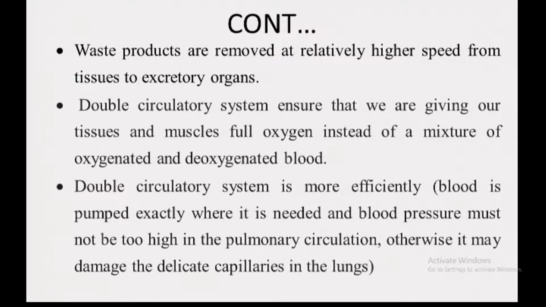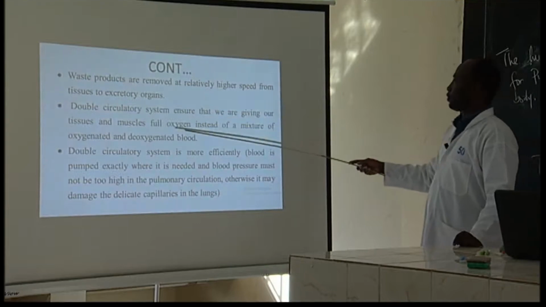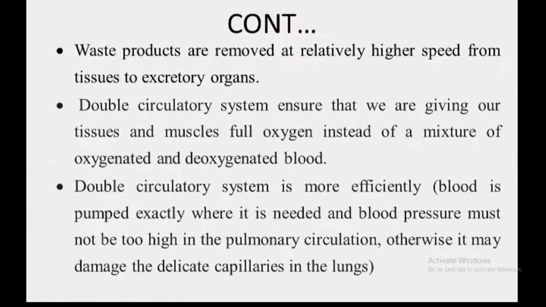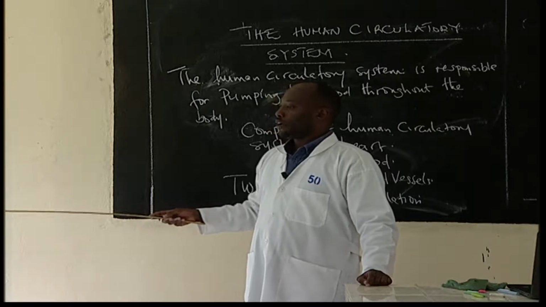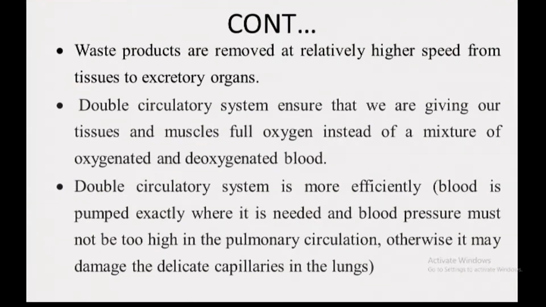The double circulatory system ensures that we are giving tissues and muscles full oxygen. So oxygen can reach the tissues and muscles very easily, because you know that muscles and tissues need more oxygen for doing their work. The double circulatory system is more efficient. Blood is pumped exactly where it is needed, and the blood pressure must not be too high in the pulmonary circulation, otherwise it may damage the delicate capillaries in the lungs.